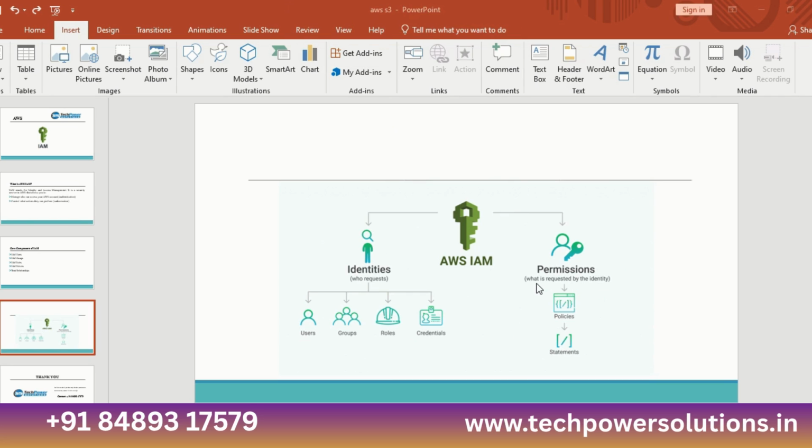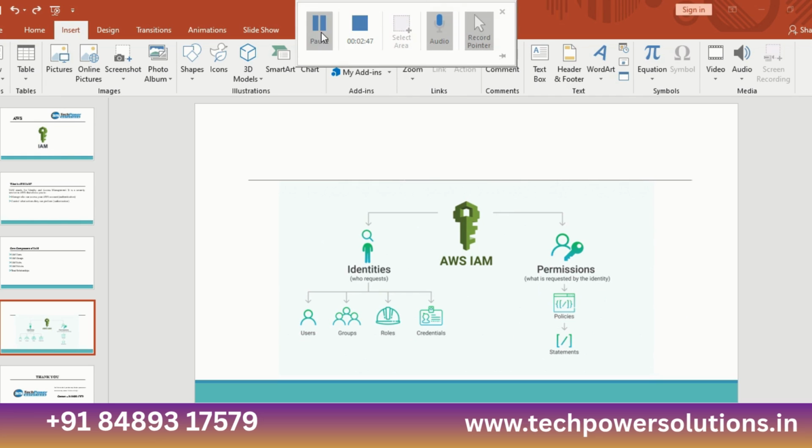An identity makes a request to use AWS resources. This identity is associated with a policy, and that policy contains one or more statements that determine what the identity is allowed to do. So IAM checks these permissions and then allows or denies the request.